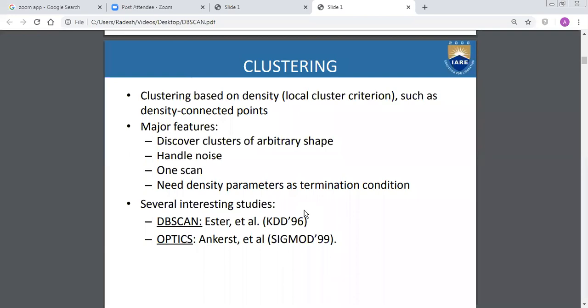So the major features of this one are: discover clusters of arbitrary shape. Irrespective of any given shape, DBSCAN clustering is going to identify the shape of the object and group the objects in the form of a cluster by applying this DBSCAN clustering algorithm, which we are going to see.